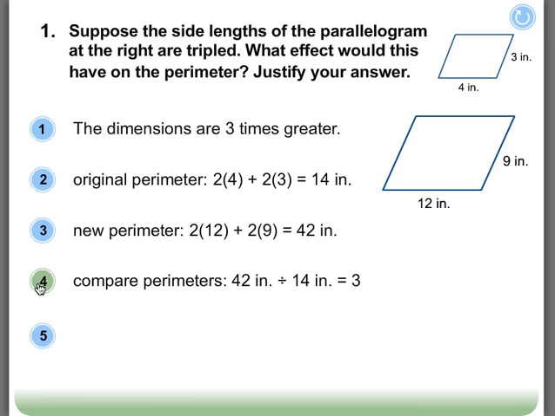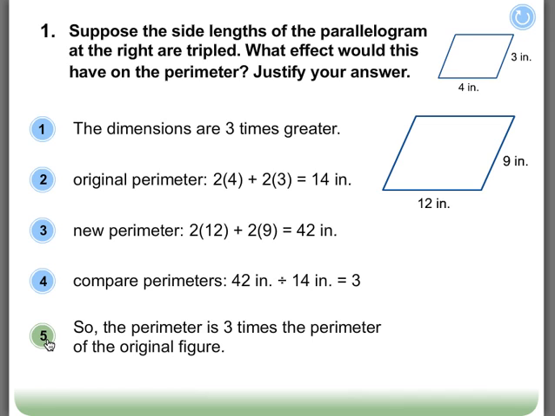So we're going to compare. 42 inches divided by 14 inches equals 3. Now where did those numbers come from? So I took the new perimeter and I divided it by the old perimeter and I got the answer of 3. And I had originally multiplied it by 3, so it checks out. The perimeter is 3 times the perimeter of the original figure. Okay.